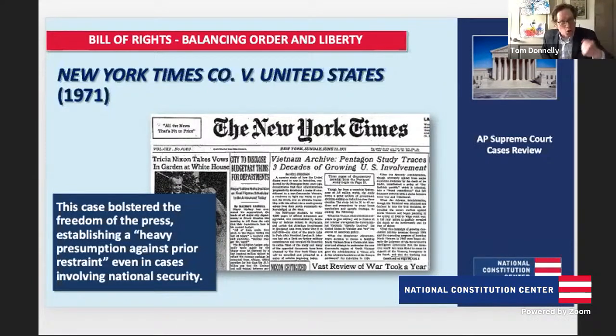And so there's what's called a heavy presumption against prior restraints. The idea being that we want the default rule to be that we can print what needs to be printed.